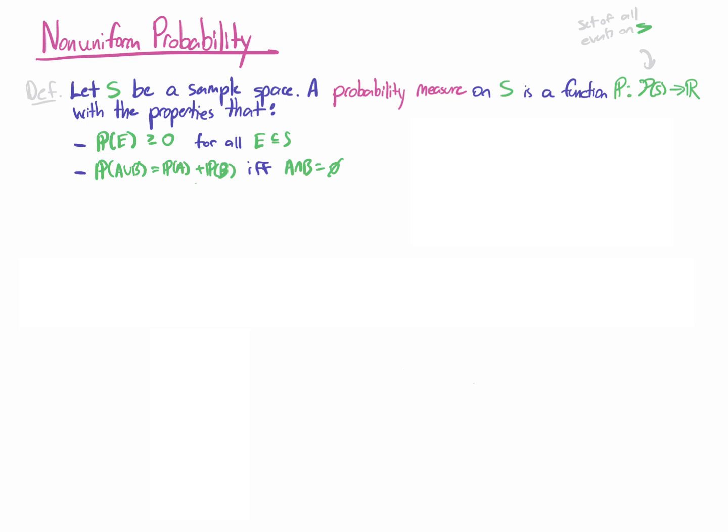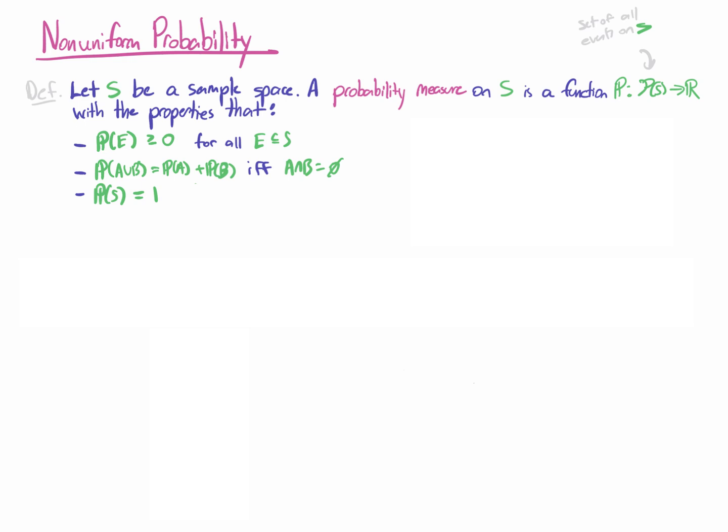And then finally, if I ask myself, what's the probability of the event S, the sample space itself? You can think of that as the probability of something happening. Guess what? The probability of something happening has to be equal to 1. So probabilities still have to add up to 1. The probability of the entire universe of possible events has to be 1. So this is going to actually define a probability structure for us.